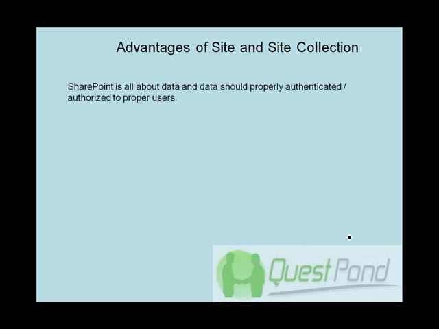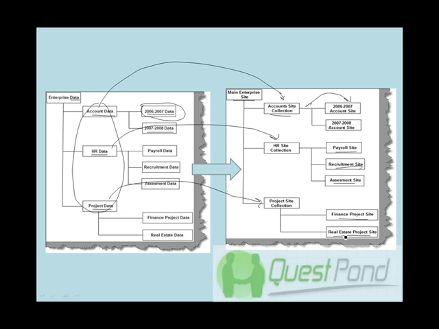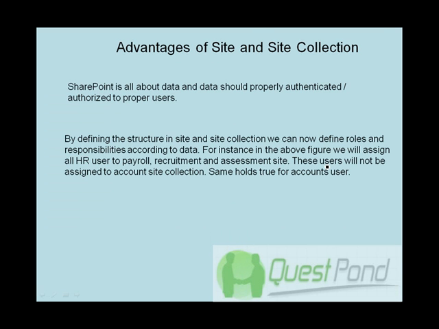As we said, SharePoint is all about data, and data should be properly authenticated and authorized. So when we talk about enterprises, we would like the HR site to be used only by HR personnel, and further the payroll site probably will be used by some specific HR personnel. So you can create a set of users here at admin level, and then you can create specific users at the payroll site who do not have access to the recruitment site. In this way you can define authentication and authorization.